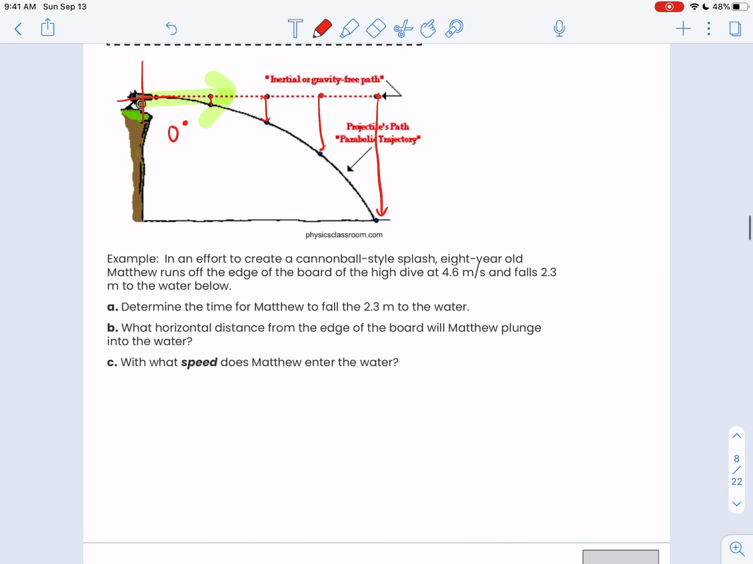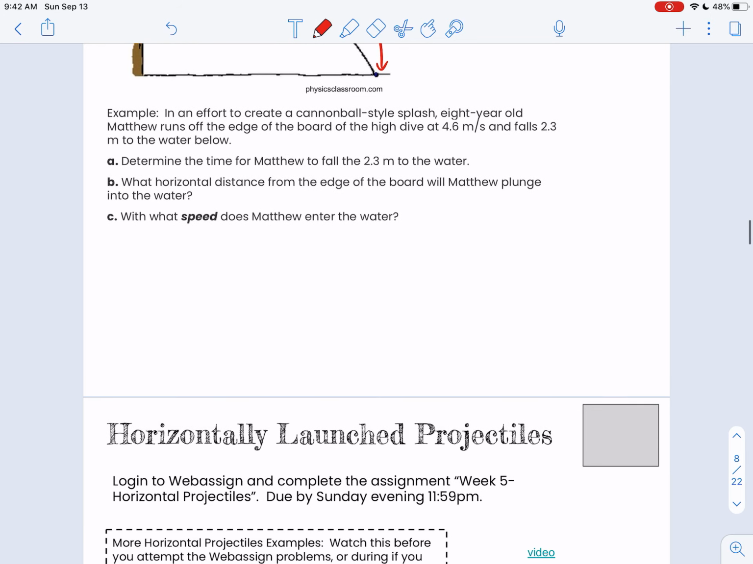So in an example, in an effort to create a cannonball-style splash, 8-year-old Matthew runs off the edge of a board of the high dive at 4.6 meters per second and falls 2.3 meters to the water below. Determine the time for Matthew to fall 2.3 meters to the water. What horizontal distance will he land? And with what speed does he enter the water? Okay, this is a very common problem, and many AP free response questions have some projectile component to them. You'll see when we get a little further.